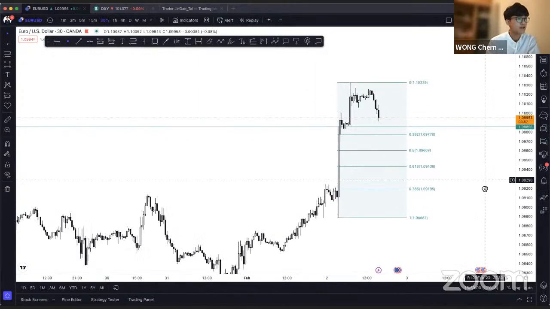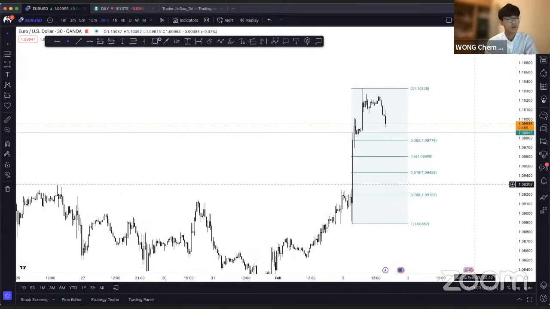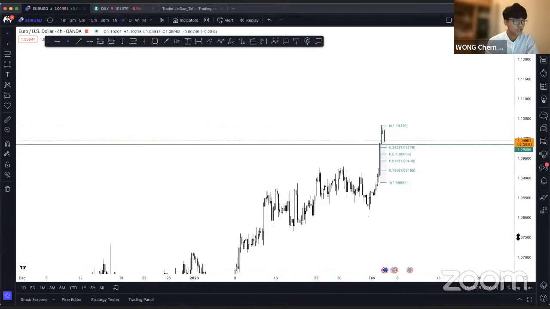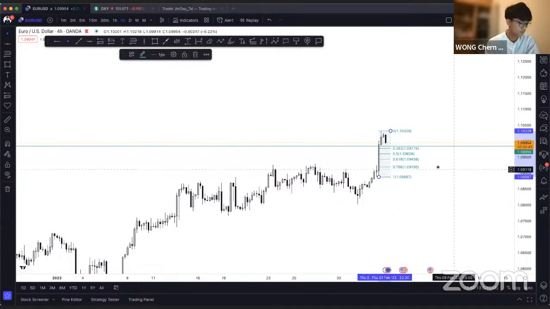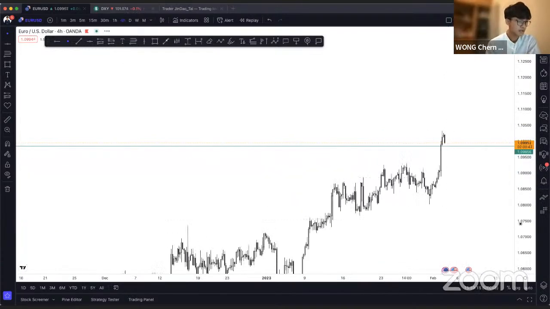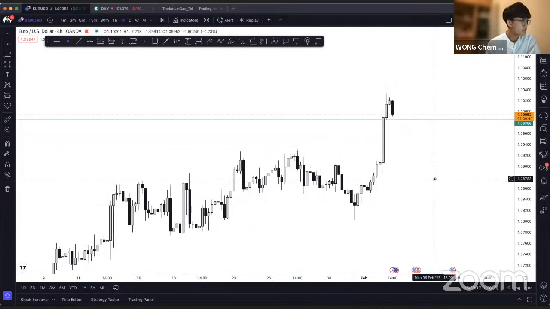Before I start to look for any kind of long positions, I would want to wait for some kind of retracement and proper confirmation entries on the lower time frame. So that would be how I will be crafting a trade on the euro dollar. That will be it for the euro dollar.